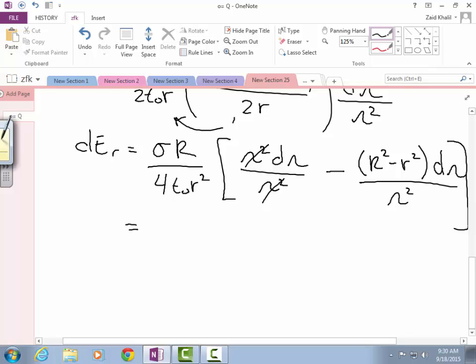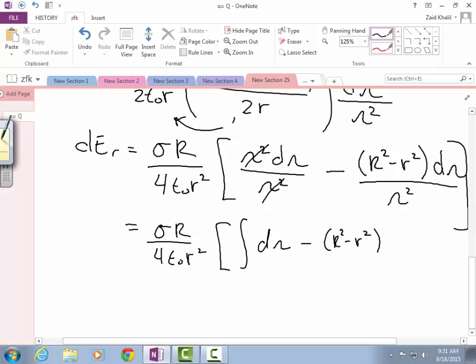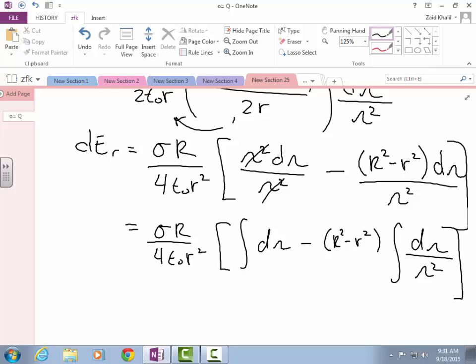And so now let's actually start integrating. We have sigma r over 4 epsilon 0 r squared, and then we have the integral of d script r minus the integral of dr over r squared. Now, what do we have to do? We have to think about what d script r goes from and to. So how are we going to do that?